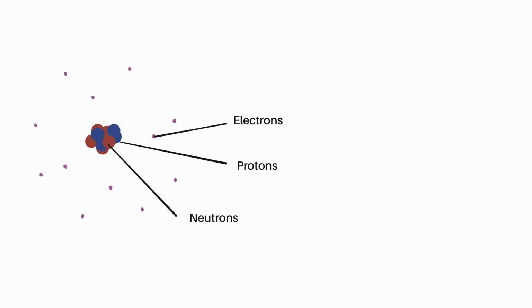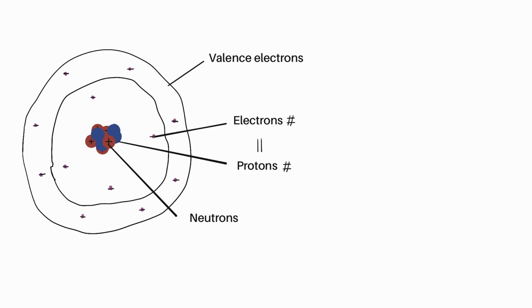This is an atom. It consists of protons, neutrons, and electrons. Neutrons don't do much, but protons and electrons do. Protons are electronically positive, while electrons are electronically negative. In all elements, the numbers of protons and electrons are equal. Electrons in the outermost region of atoms are called valence electrons.